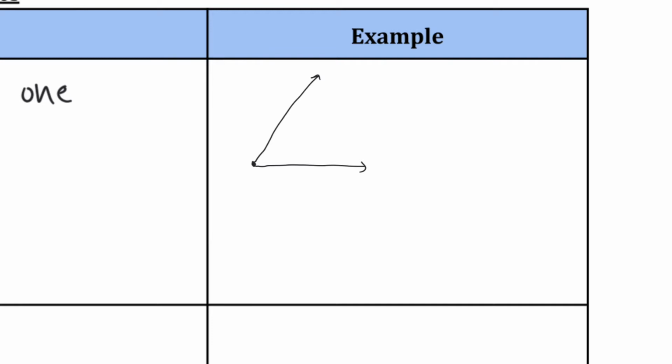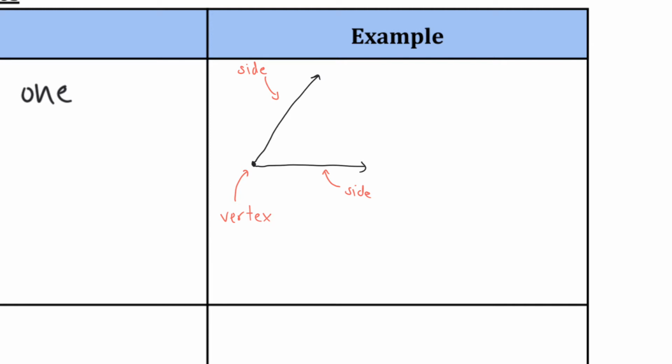Now, let's talk really quickly about the parts of the angle. The common endpoint that is shared between the two rays is called the vertex of the angle. And then the two rays make up the sides of the angle. So one side over here, and I have another side over here.